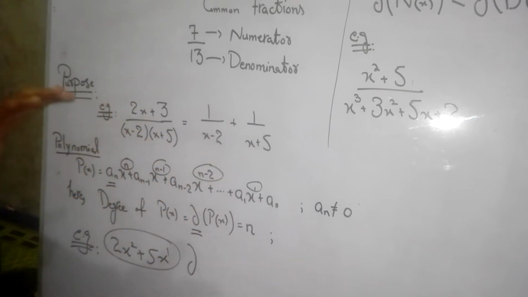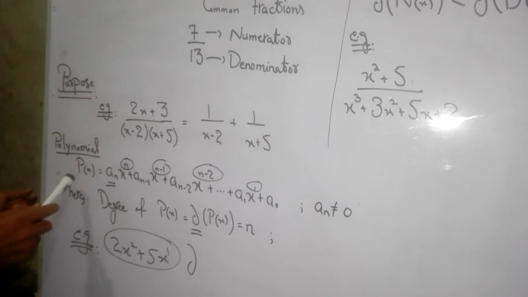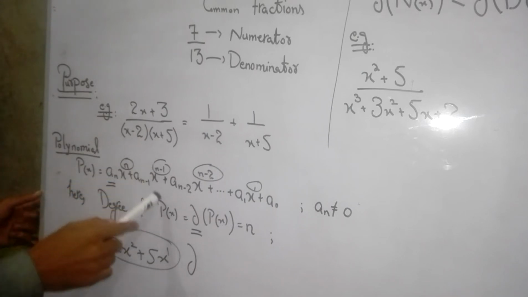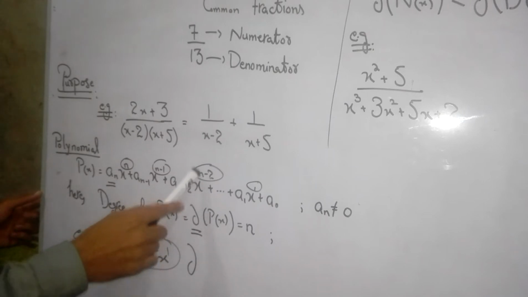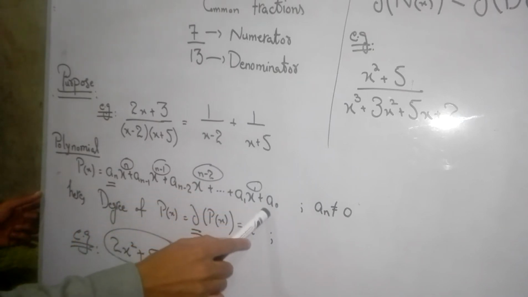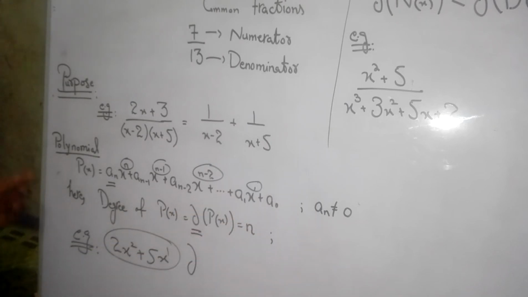Now we will solve it in a proper way, but before that we must have knowledge of polynomials. What is meant by a polynomial? Students, say we have a polynomial p of x. P of x is written in the form a n x raised to power n plus a n minus 1 x raised to power n minus 1 plus a n minus 2 x raised to power n minus 2, and so on, up to a 1 x raised to power 1 plus a naught x raised to power 0, and a number raised to power 0 always gives us the answer 1.